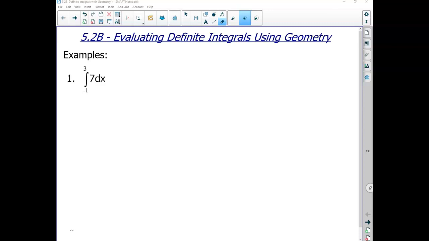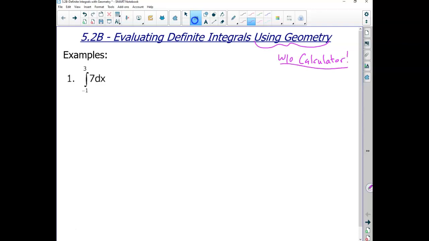So basically what we're doing is we are evaluating definite integrals using geometry. And what that actually means is without a calculator. Let's try that again. Without a calculator. Okay? Without a calculator, okay?